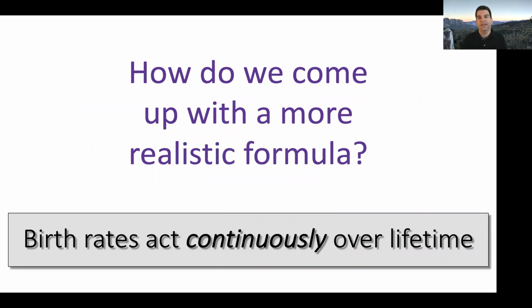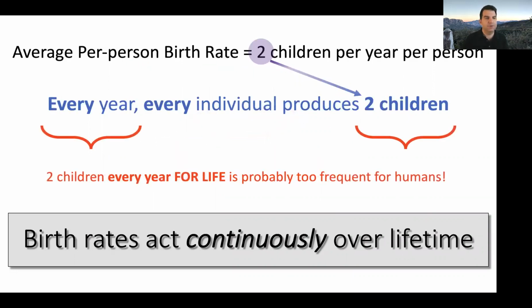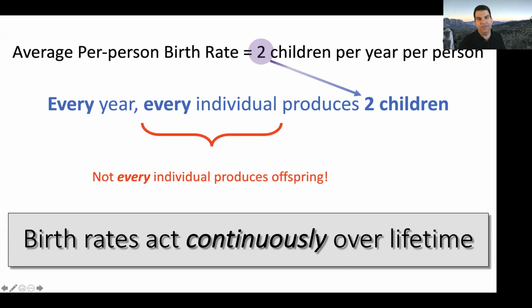Is it clear that I need this number, which is average per person birth rate, but 2 per year per person seems like it would be way too high of a number? And so I need a formula which tells me how to take the intuition from my head and turn it into a number which isn't nonsensical when I actually put it down on paper. Does this make sense so far, that we need to do a little bit more work in order to figure out the average per person birth rate? Okay.